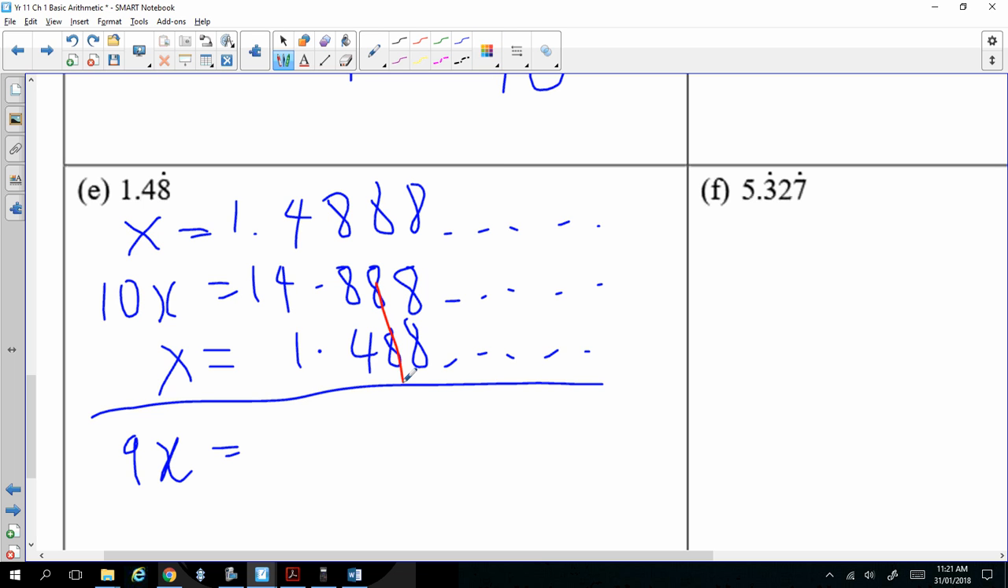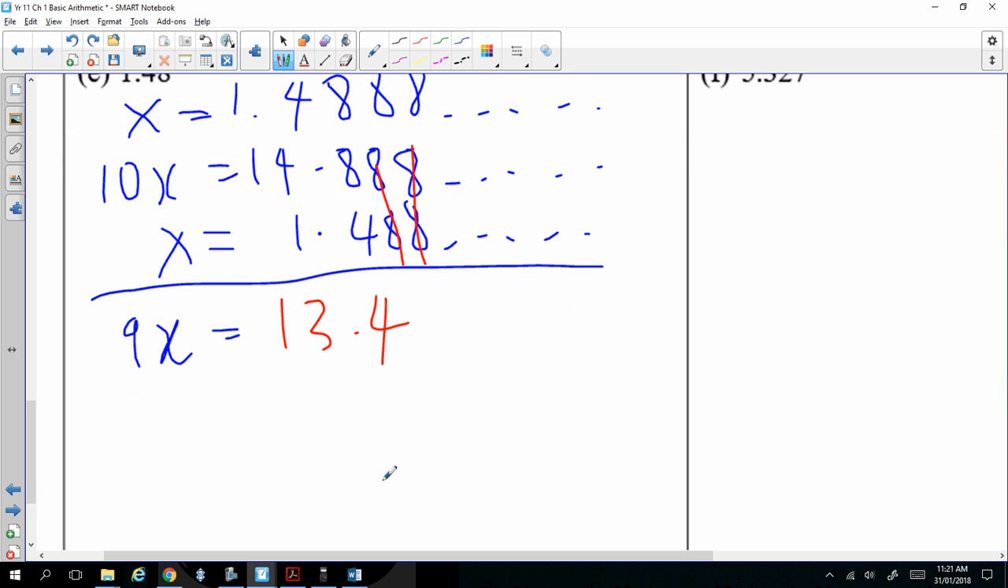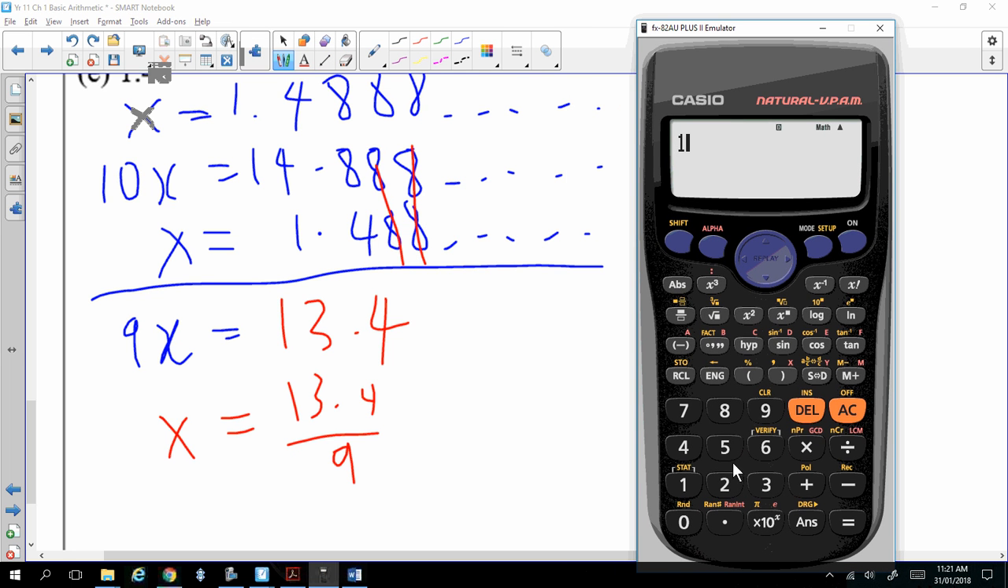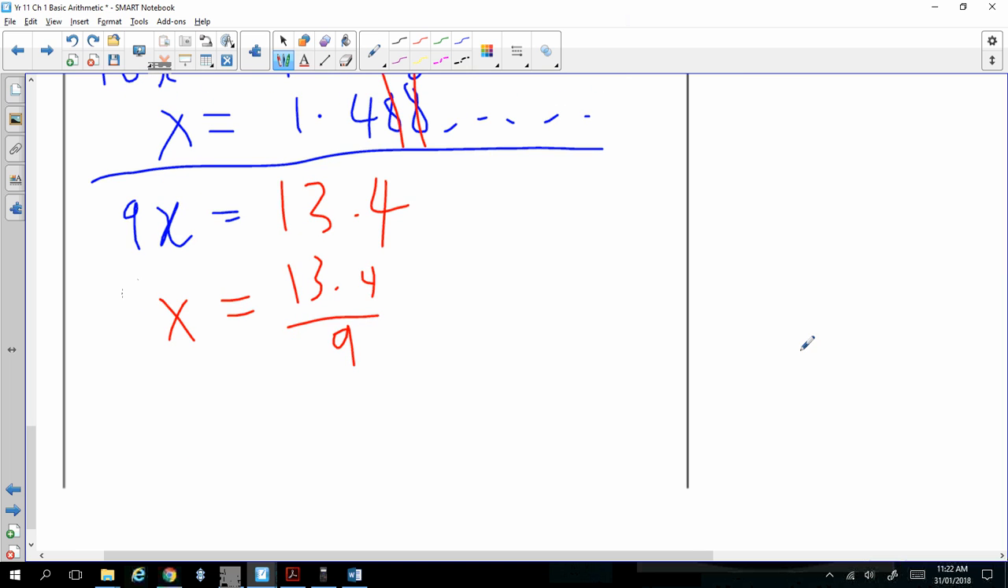Use your calculator: 13.4 over 9, which is 60 over 45. Now let's change to mixed because it's improper. If you want to change to a mixed fraction, I think it's better, but you don't have to. It doesn't say what form to leave it in, but I think it just looks better as a mixed fraction.